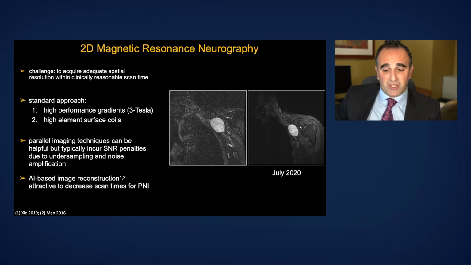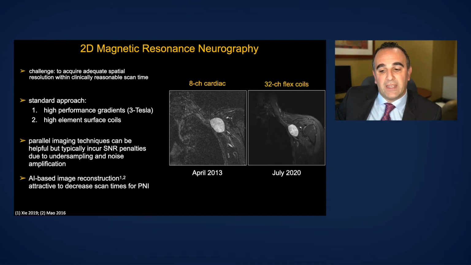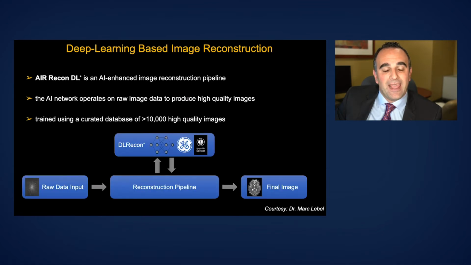Just as one illustration in terms of approaches that we use, in April 2013, we see coronal T2-weighted fat-suppressed images from the same patient with a large peripheral nerve sheath tumor arising from her distal plexus. Here on the left, the use of an 8-channel cardiac coil, and on the right, in July 2020, with the use of 32-channel flexible coils. AIR Recon DL is an AI-enhanced image reconstruction pipeline, which operates on raw image data to produce high-quality images and has been trained using a curated database of more than 10,000 high-quality images.